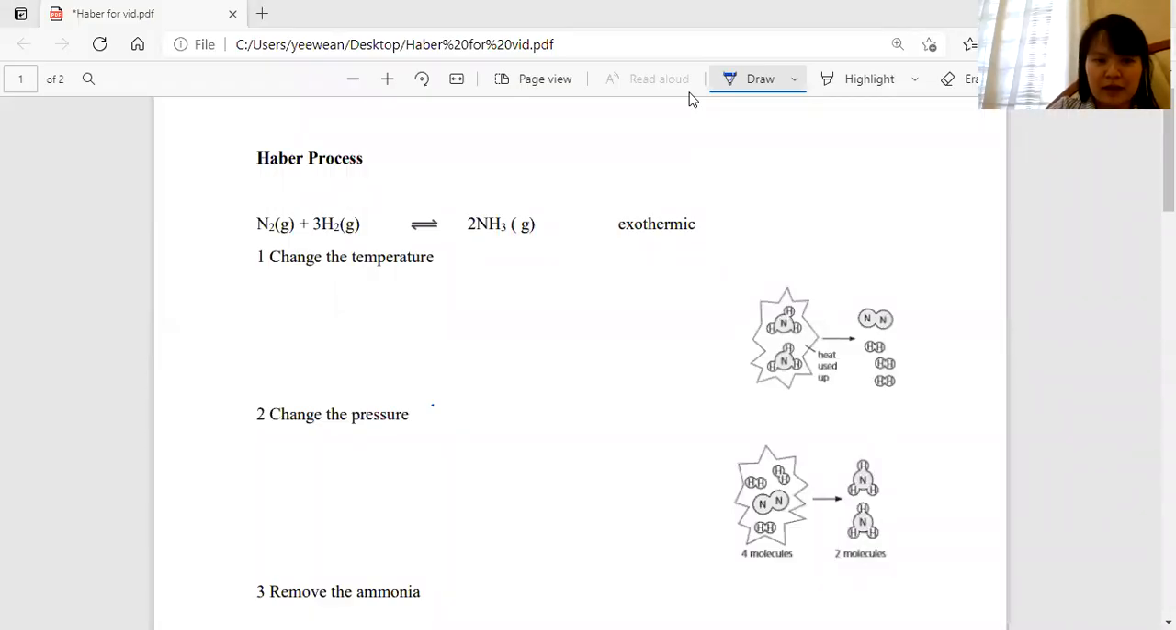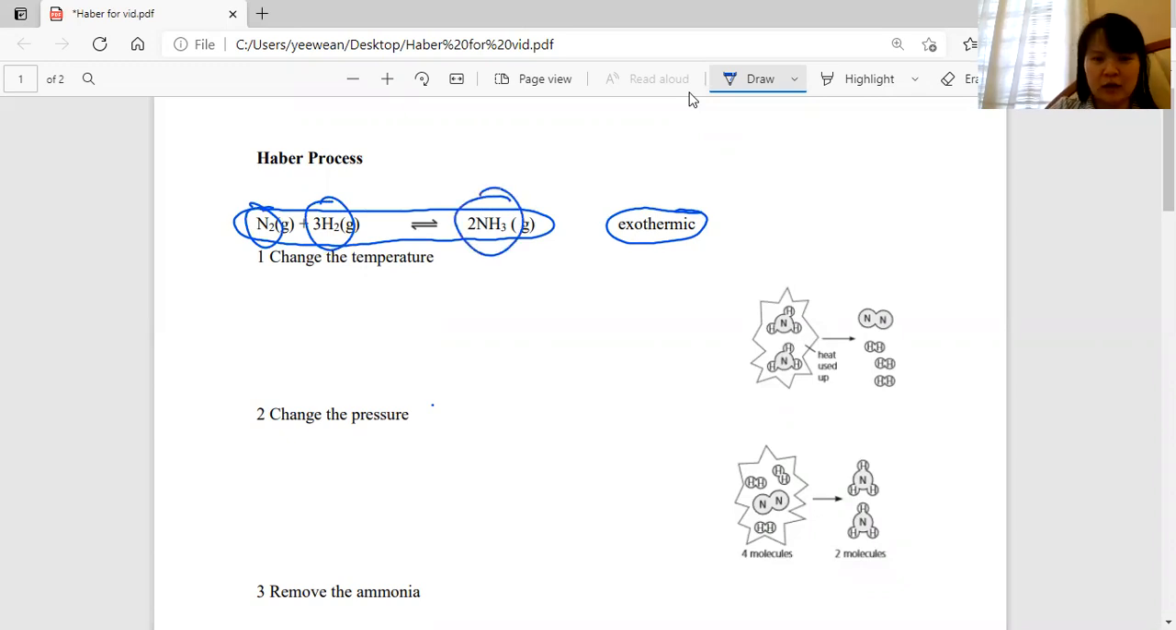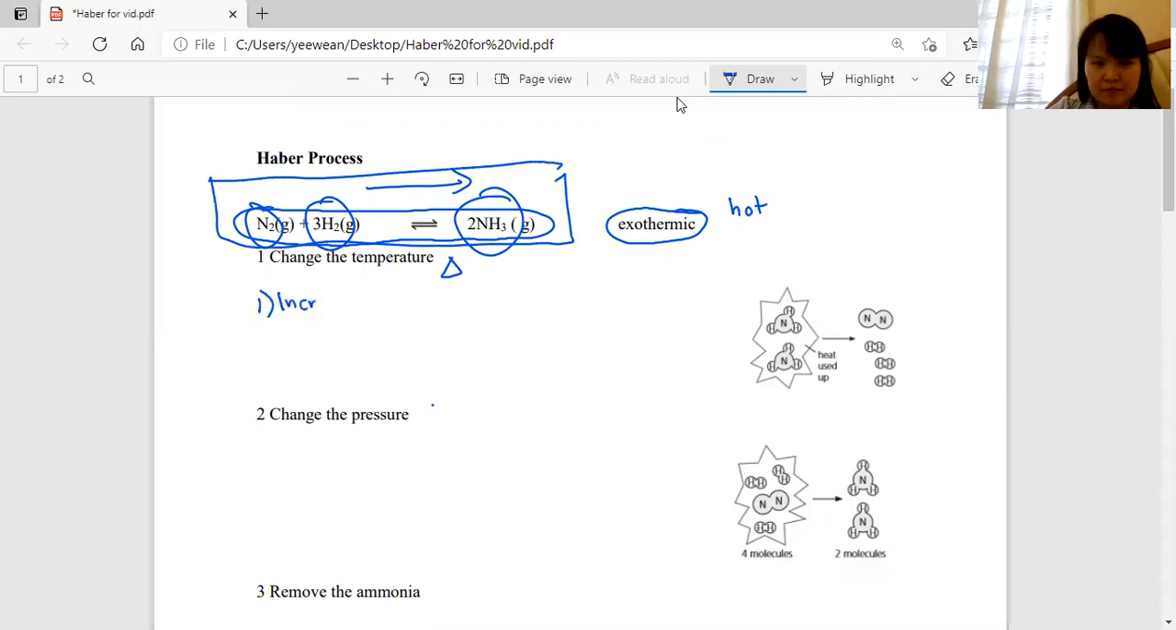When this reaction is finally at dynamic equilibrium, if we were to change the temperature, it will change the composition of the reactants or products. Okay, let's discuss each of these changes. First, temperature. This is an exothermic reaction, meaning that when nitrogen and hydrogen form ammonia, it's going to release heat. So the container is going to feel hot, very hot. What happens if I increase the temperature of the container that contains this system? Okay, so increase in temperature.